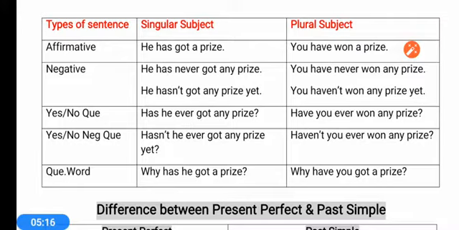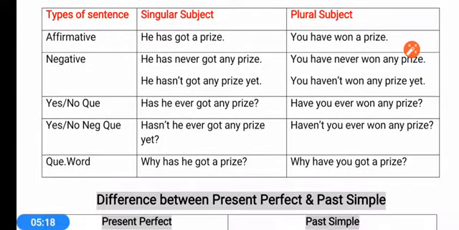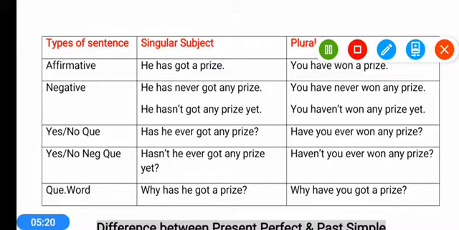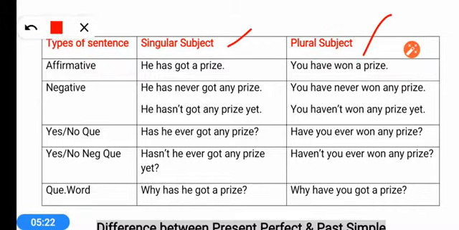So for affirmative I have used a singular subject and then a plural subject. With a singular subject you can see here, he has got a prize. Negative: here the word never has been used for negative. He has never got any prize and he hasn't got any prize yet. So when we use has not or hasn't, then we use yet. For never we don't use not, because never includes the negative form.